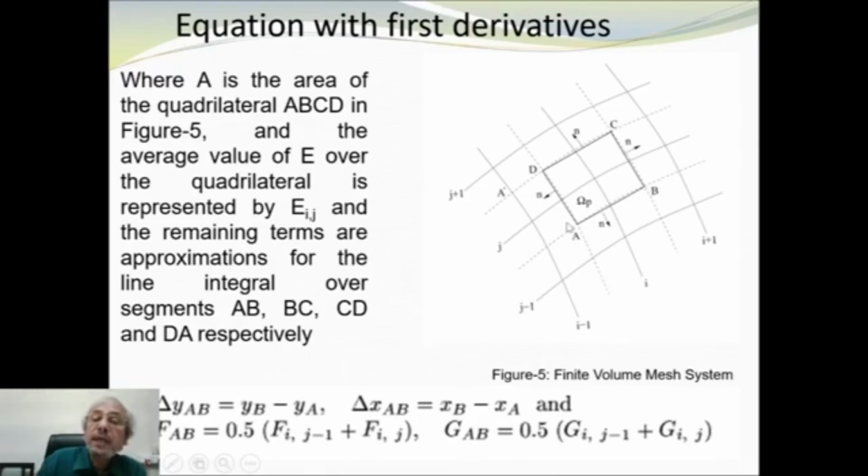Now, when we perform the line integral on AB, the delta YAB is basically the y coordinate value of B minus the y coordinate value of A. YB minus YA is the delta Y. Similarly, delta XAB is the x coordinate of B minus the x coordinate of A. So XB minus XA is delta XAB.